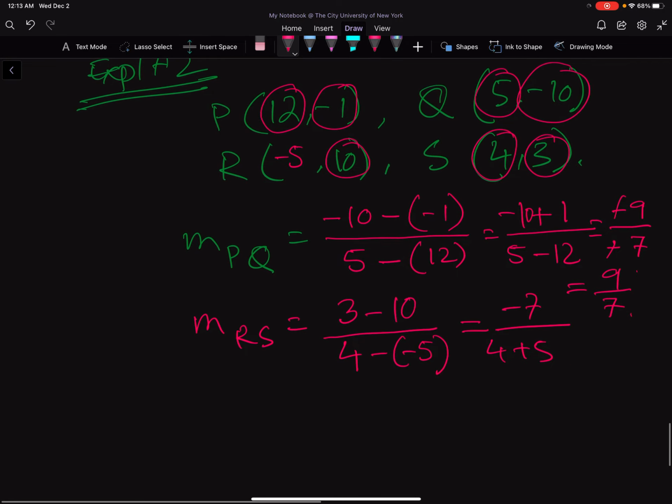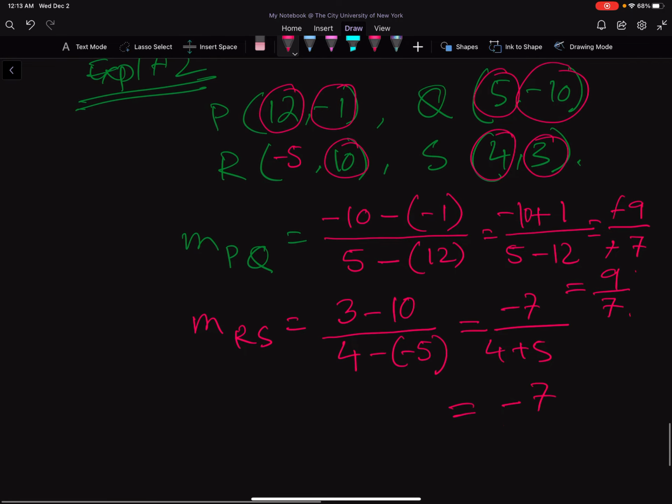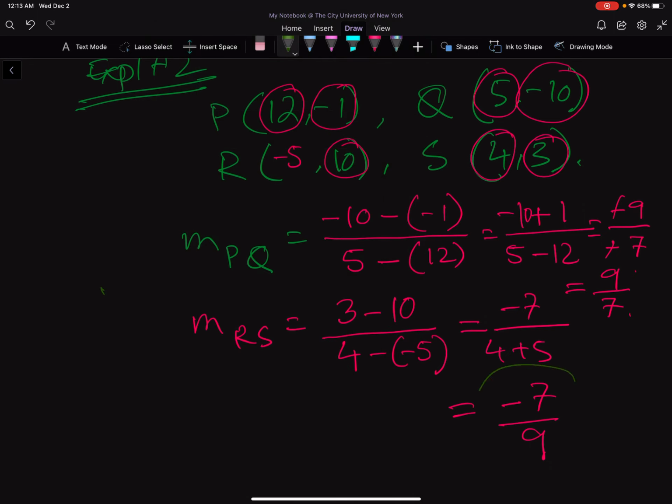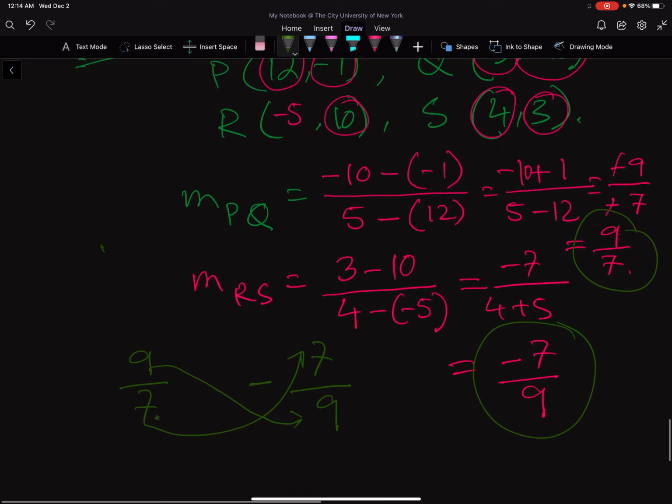So we have negative 7 over 9 here. Among these two slopes, if we really want to compare them, what do you see? For this one, 9 by 7, and this one is exactly what happens with it: a negative is added, and it flips, the denominator goes up and the numerator goes down. You see? So they are negative reciprocals of each other.